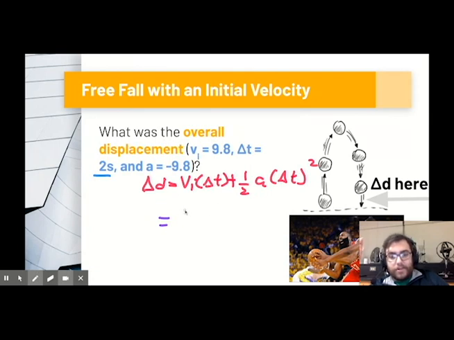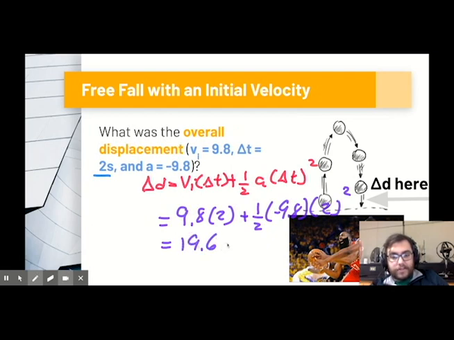So 9.8, because it's positive, times 2, plus 1/2 times negative 9.8 times 2 squared. Alrighty, so that would be equal to 19.6 plus 1/2 times negative 9.8 times 4. 4 divided by 2 is simply equal to 2. I'm going to cross that out.